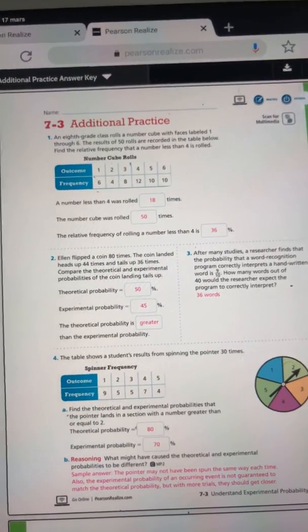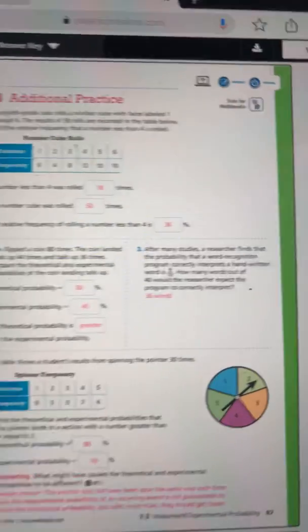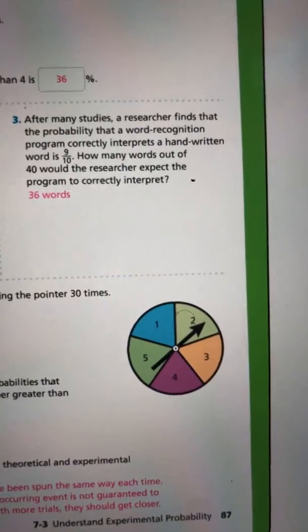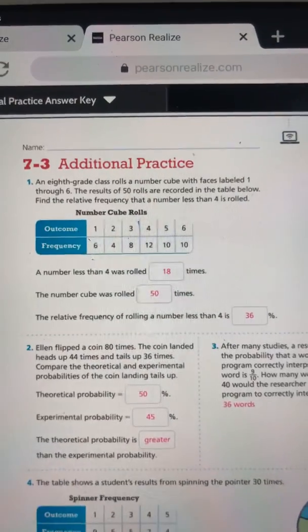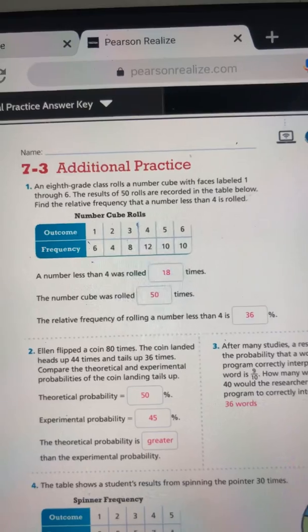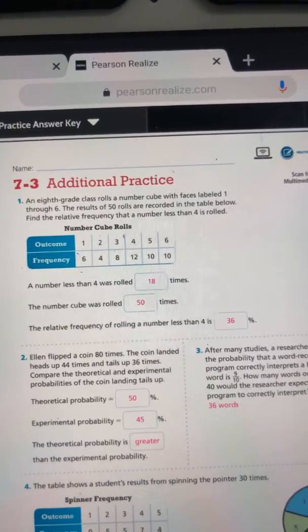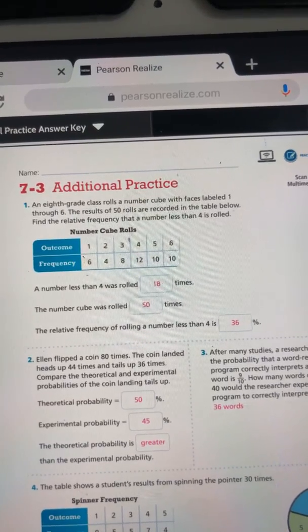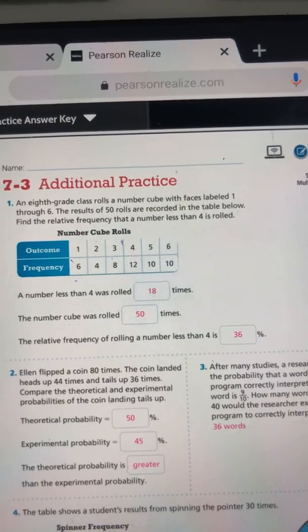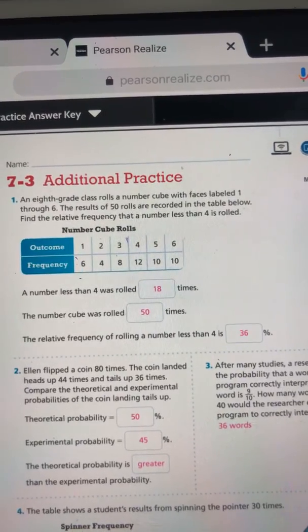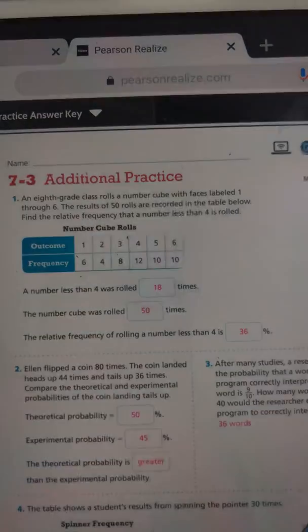The chapter here is probability, experimental probability, page 87. We have an additional practice, 7.3. An 8th grade class rolls a number cube with faces labeled 1 through 6. The results of 50 rolls are recorded in the table below. Find the relative frequency that a number less than 4 is rolled.